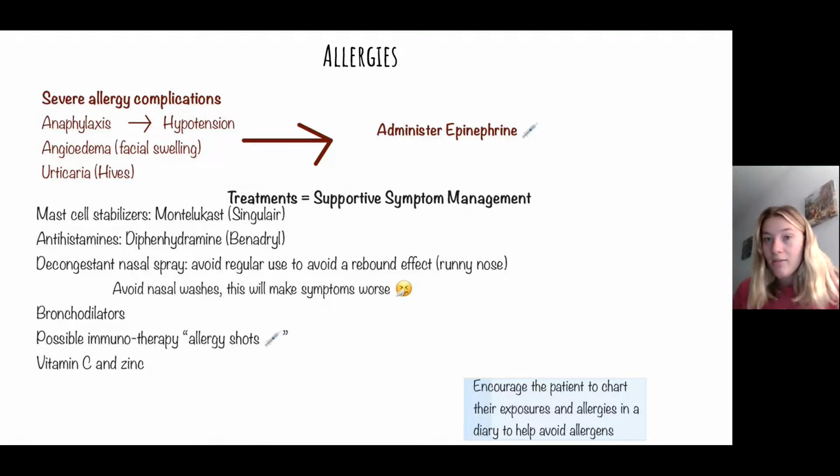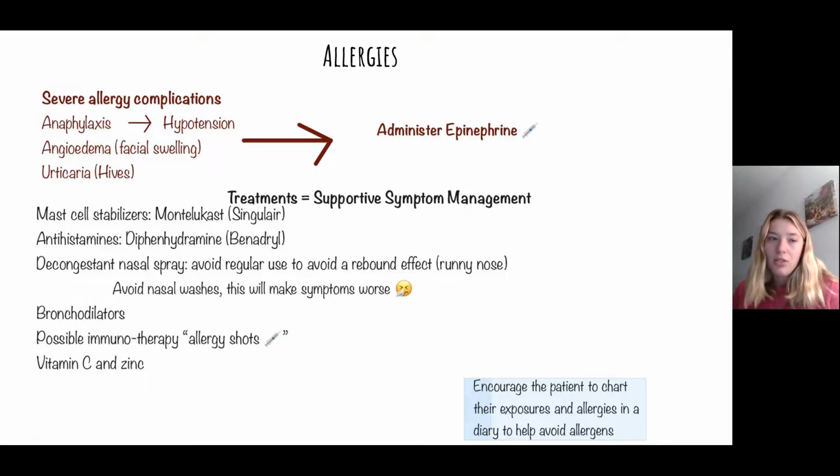Again, angioedema, facial swelling. If we swell a lot in the face, again, we're concerned about airway obstruction. And then hives are another one. So what are we going to do? Administer epinephrine in this emergency situation. There's also different types of treatment, but treatment's going to be supportive, symptom management.